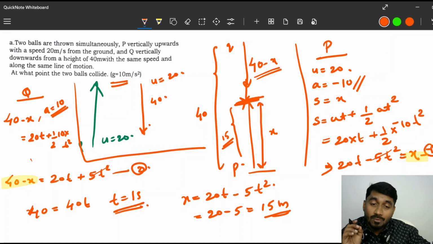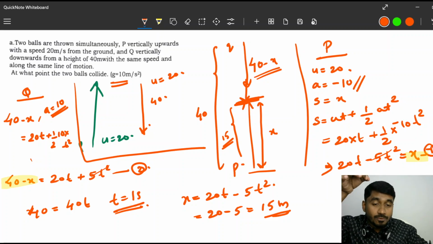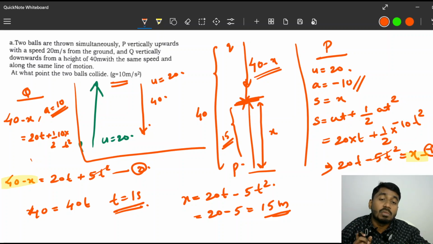Clear? So the clue here is that for the upward motion of the ball we took the acceleration as minus 10, and for the downward motion we took the acceleration as plus 10. And the distance traveled before colliding for the first ball is x, but the second ball travels 40 minus x to meet the first ball, because it is dropped from the 40 meter height.